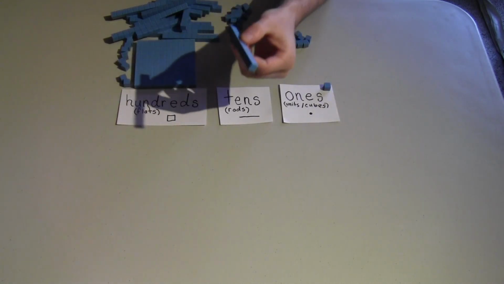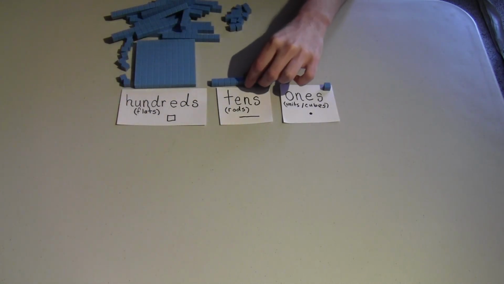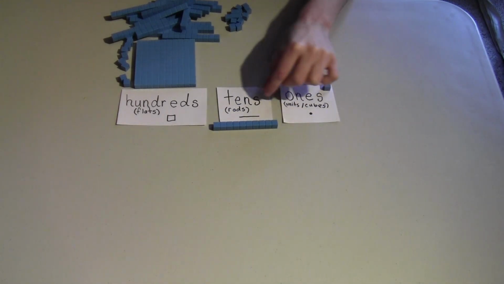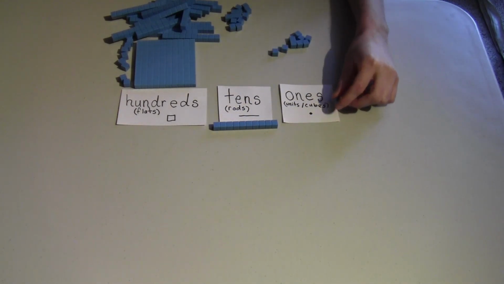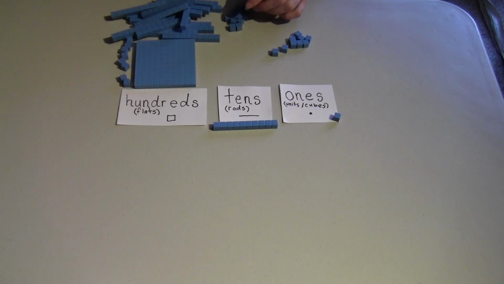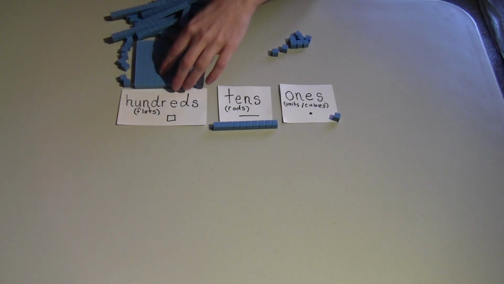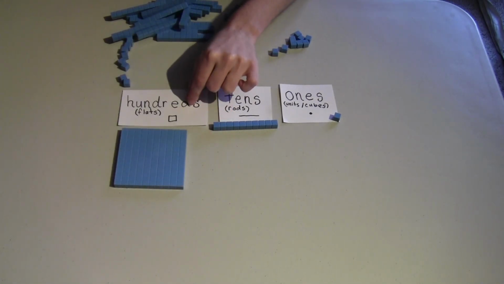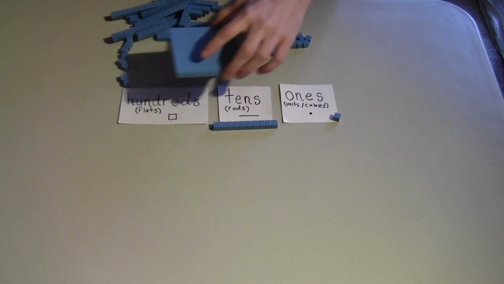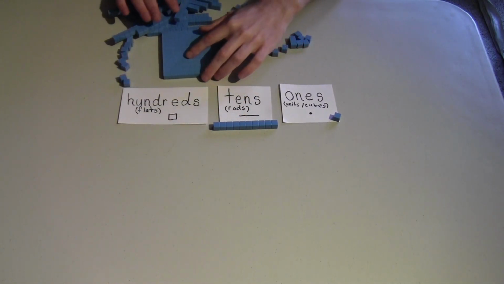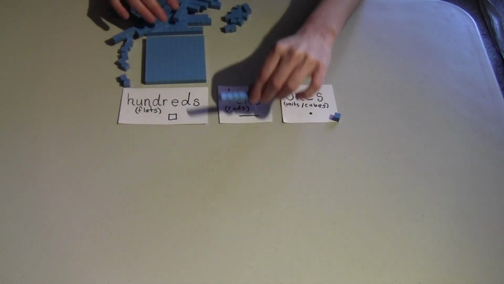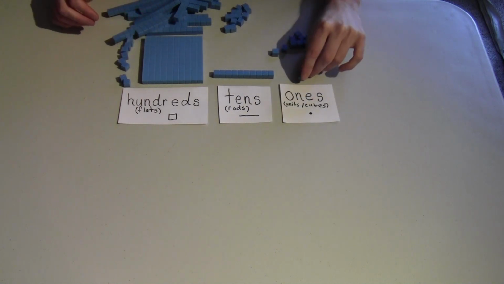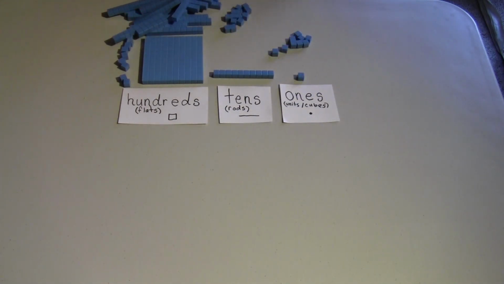If I wanted to show one of these rods on paper, I would just draw a line. It can be a vertical or horizontal line, it doesn't matter, as long as you keep it the same for all the rods you're showing. And for the flat, if I want to show one of these, I would draw a square. Okay? So that's how you show it on paper.